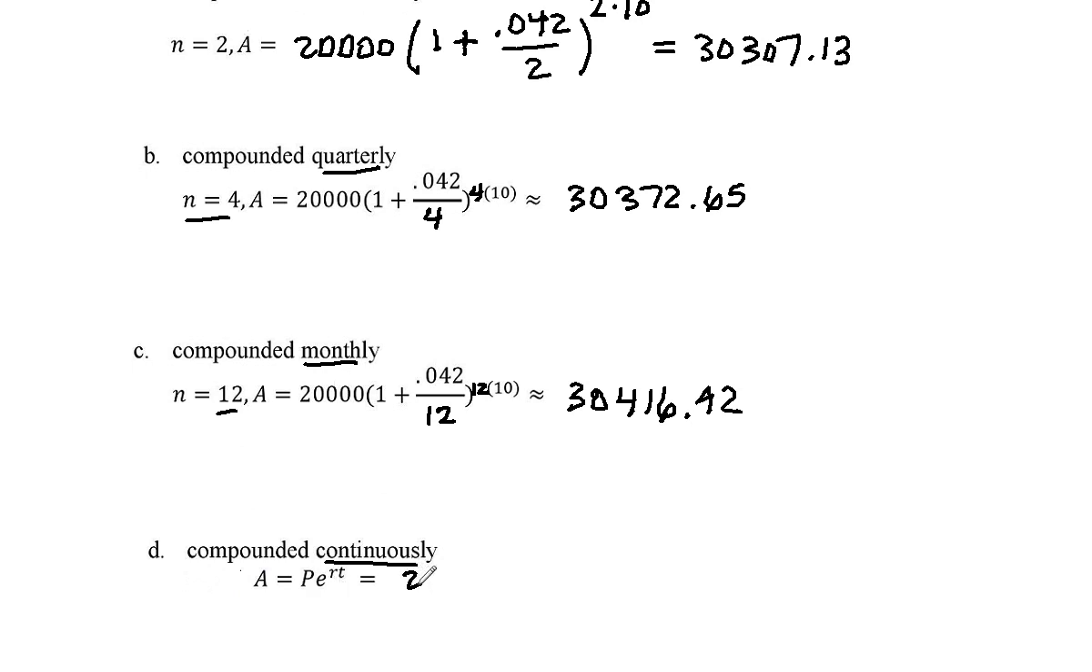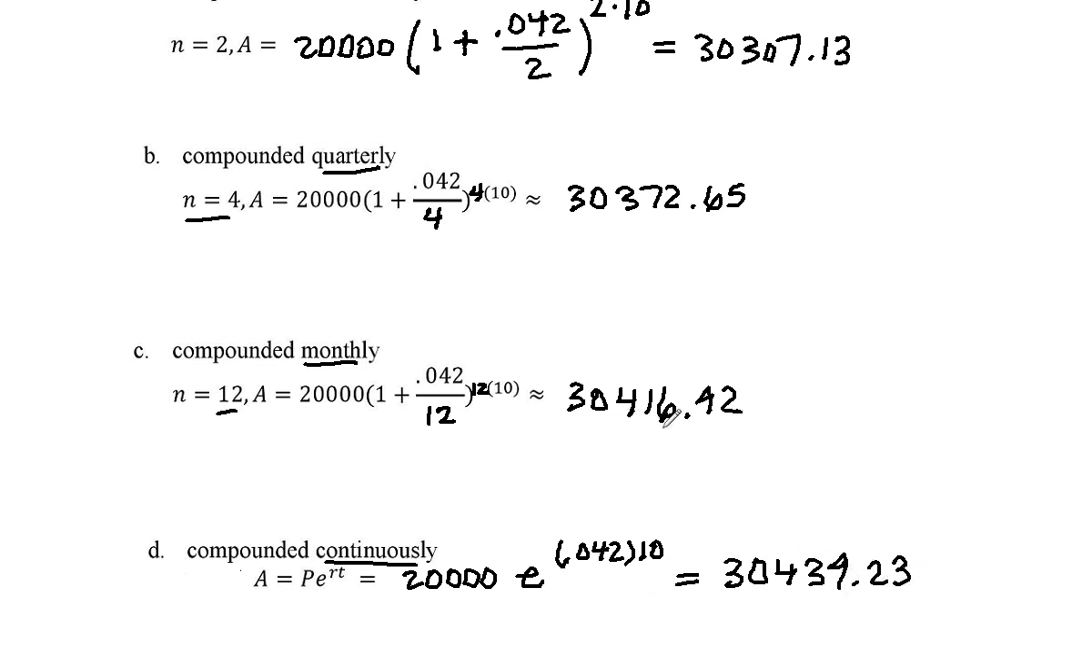So for us, this P is 20,000. And then times E to the R is 0.042. And then T was 10 years. So 0.042 times 10. So that's 0.42, e to the 0.42 power, and then times 20,000. And if you key that in the calculator, you will get 30,439 and 23 cents to the nearest penny.